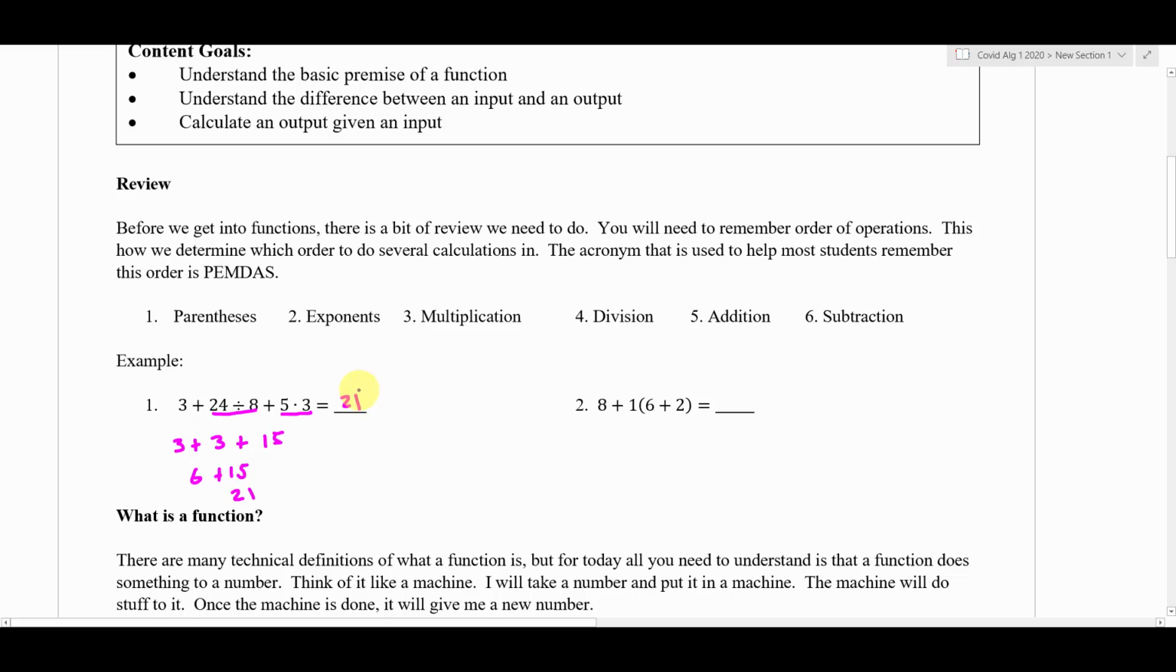All right, at this point, the video is going to stop. It's going to ask you to try one of these problems on your own. So good luck. As soon as you're done with that problem, go back to the video.